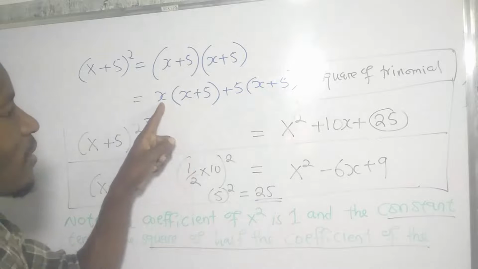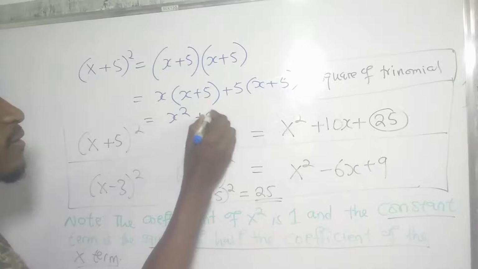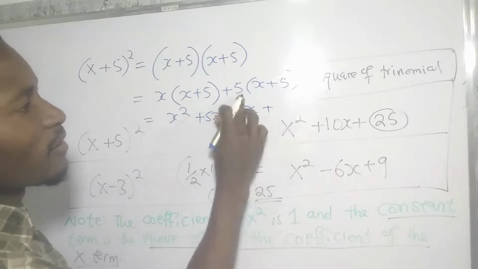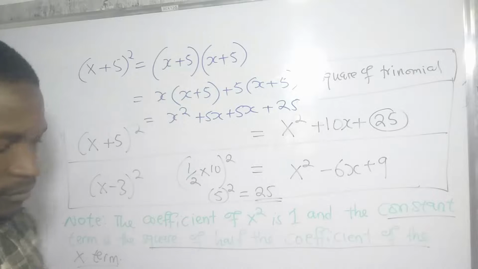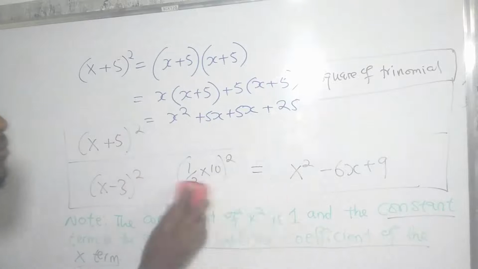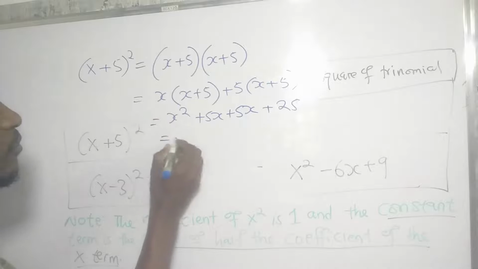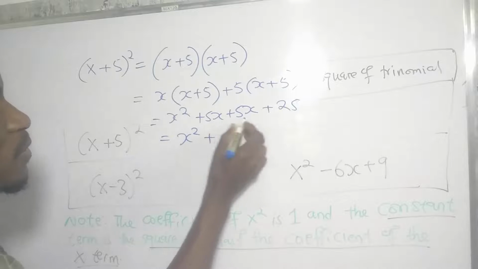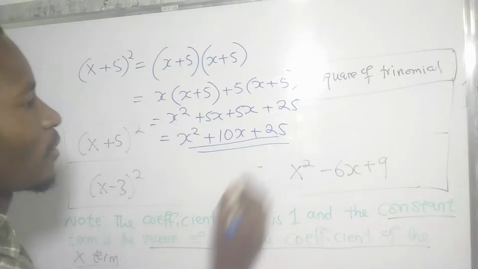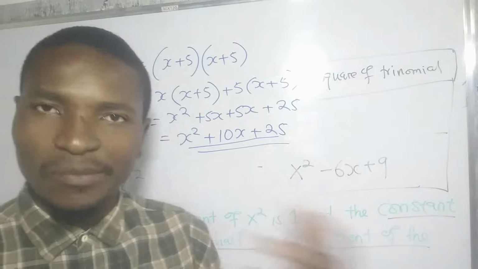Now x times x, you get x squared. This times that, plus 5x. Then this times this, plus 5x. Then this times that, 25. This plus this. Now, this is how we get the trinomial, by expanding a binomial.